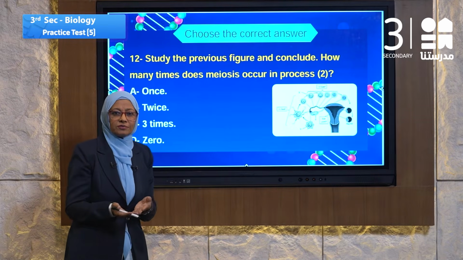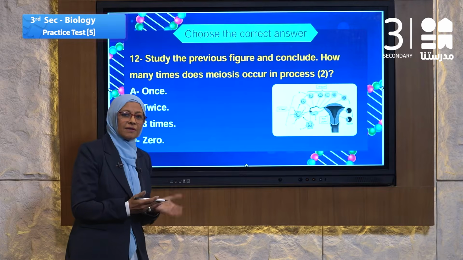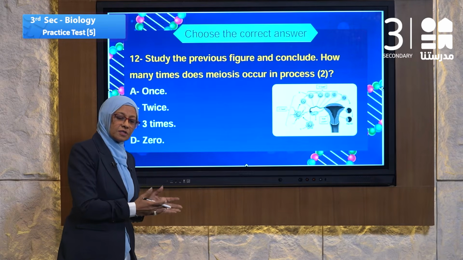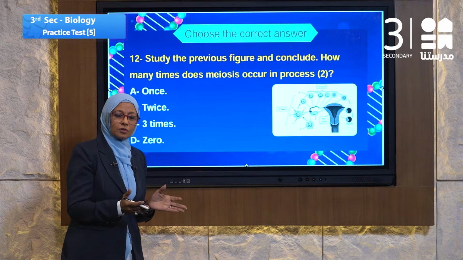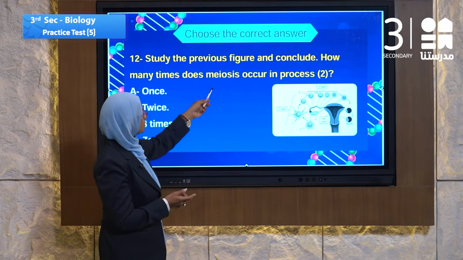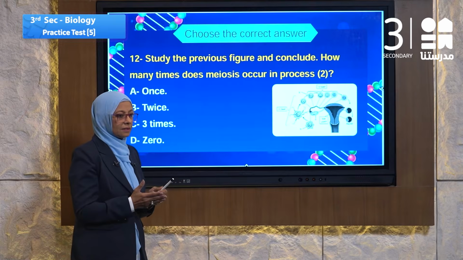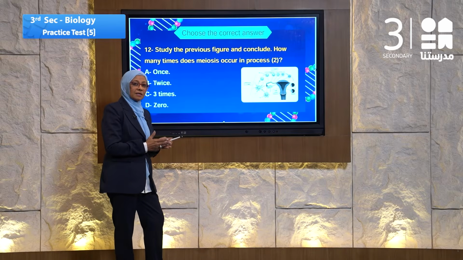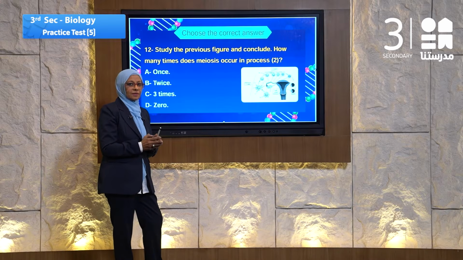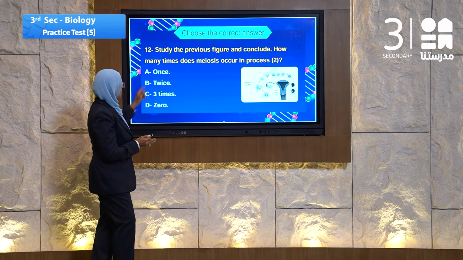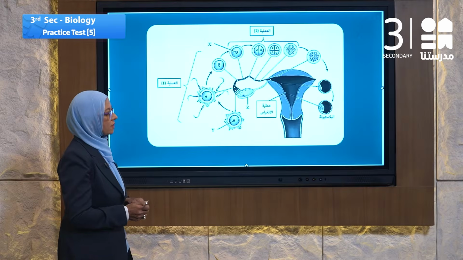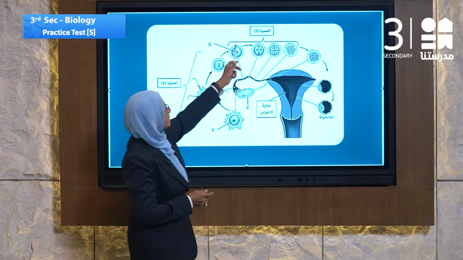There are 2 types of division. One of them is mitosis and the other is meiosis. Mitosis starts with 2N and gives 2 cells containing 2N. But meiosis starts with 2N and produces 4 cells, each one containing half the number of chromosomes, N. We have many choices: 1, twice, 3 times or 0. Let's study the figure. The figure here speaks about the process number 2.